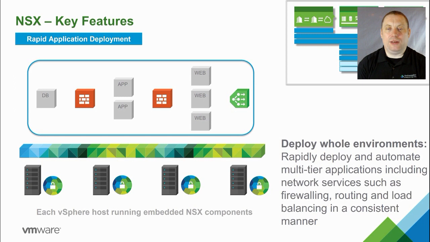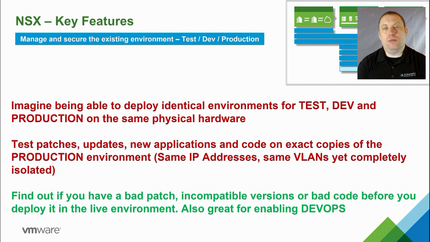So let's take this rapid application deployment a step further. If I can build a whole environment automatically, maybe I could do it for test, dev, and production. So maybe I could spin up a copy of my live environment to test some patches or updates or to try a new piece of code. If I can spin up identical environments quickly in complete isolation, I can do all of my testing and maintenance. I can run things as if it's in my live environment whilst it actually being completely safe and isolated. So as it says at the bottom, find out if you've got a bad patch or an incompatible version or bad code before you deploy it in the live environment. Because if it breaks, it breaks the test environment or the development environment, not the production one.